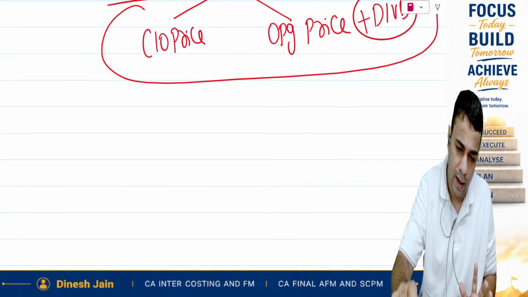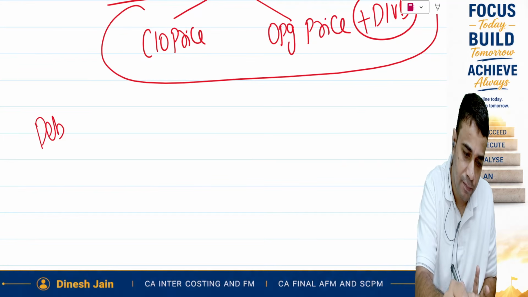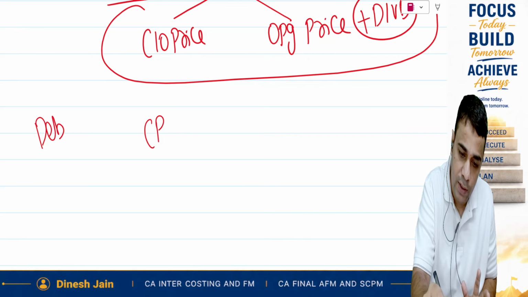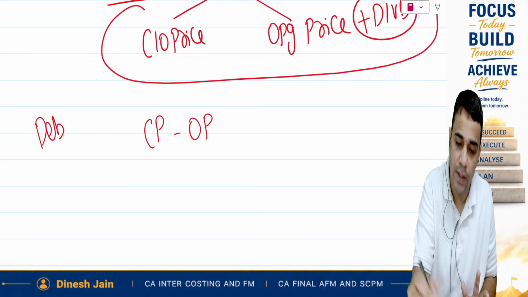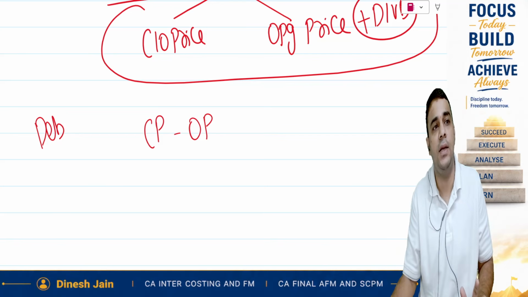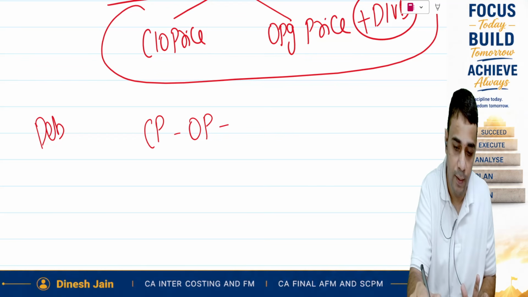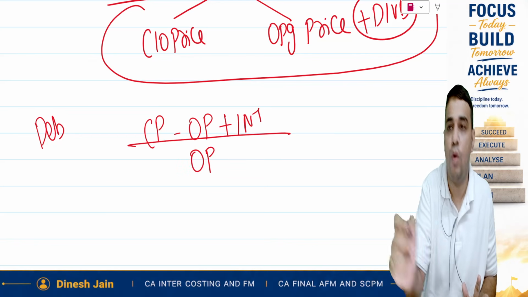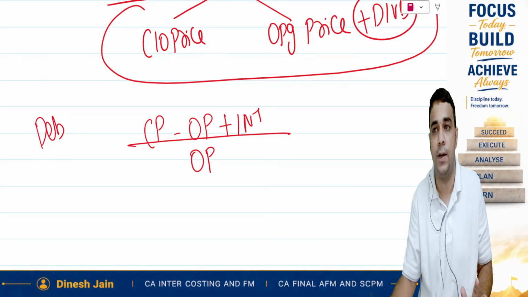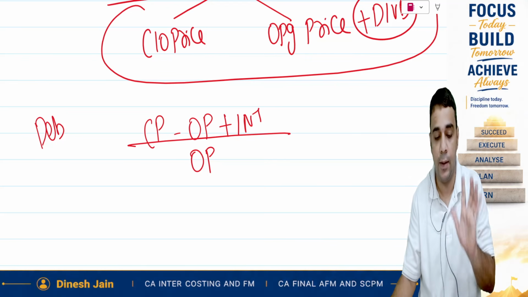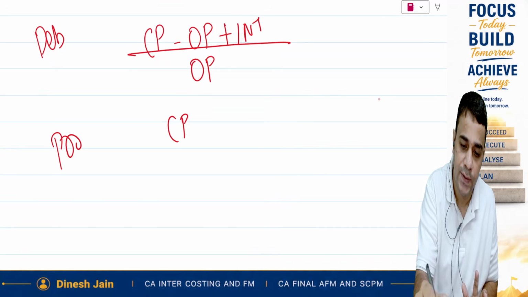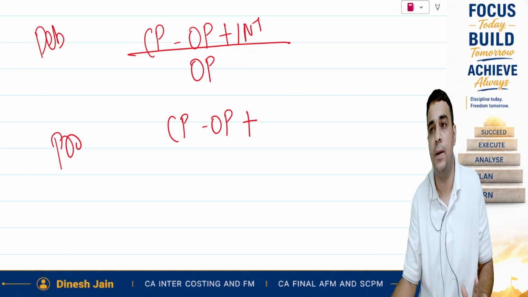Okay. I invest in a debenture. Debenture again, closing price minus opening price. Do you get anything from the debenture? Interest, divided by the opening price. Opening price is what I give. Okay. Property. Closing price minus opening price. Do I get anything from the property? Rent.